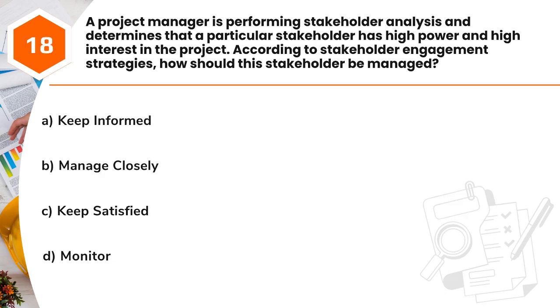Question 18. A project manager is performing stakeholder analysis and determines that a particular stakeholder has high power and high interest in the project. According to stakeholder engagement strategies, how should this stakeholder be managed? A. Keep informed. B. Manage closely. C. Keep satisfied. D. Monitor.